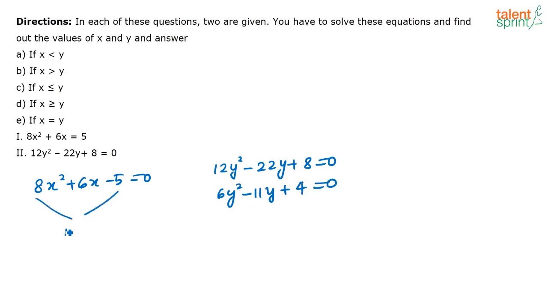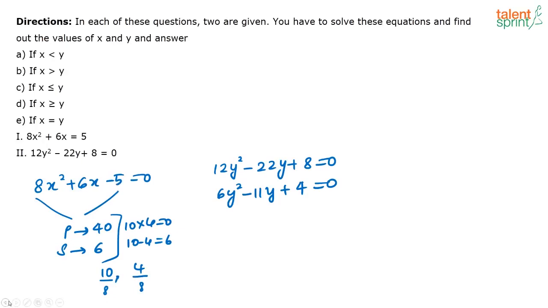Now I have to find two numbers such that their product is 40 and their sum is 6. So what are the two numbers? 10 and 4, correct? 10 4s are 40 and 10 minus 4 is 6. So the two numbers are 10 and 4, and here what you do, you have to divide it by 8 to get the answer. And since this is plus minus, how will the roots be? If it is plus and minus, the smaller root will be positive and the bigger root will be negative, okay?